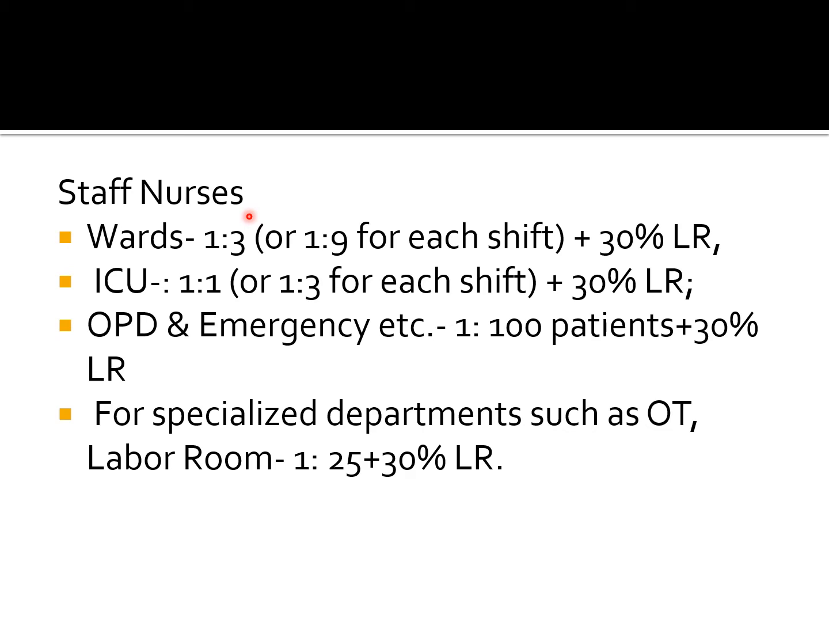Coming to the ratio of staff nurses to patient, in the ward there must be 1:3 or 1:9 for each shift plus 30% leave reserve. ICU 1:1 or 1:3 for each shift plus 30% leave reserve. OPD and emergency 1:100 patients. For specialized departments like OT, labor room, 1 is to 25. All these areas must be provided with a 30% leave reserve in case the provided staff takes leave.